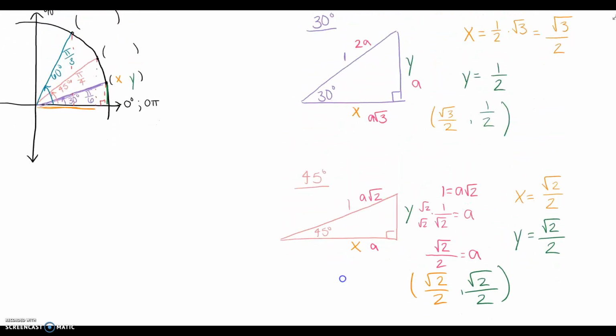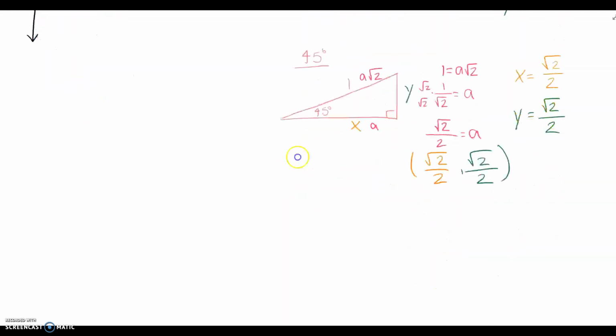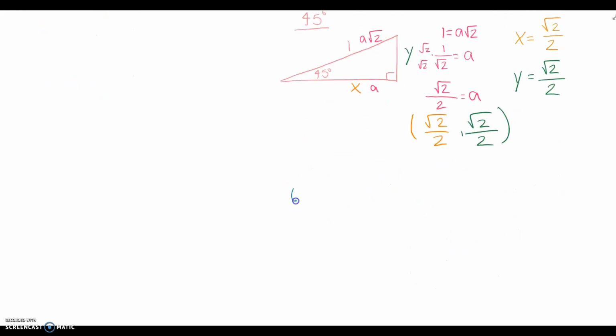Okay. Last angle is 60 degrees. So if we turn this into a right triangle, keep making these so tiny. There we go.